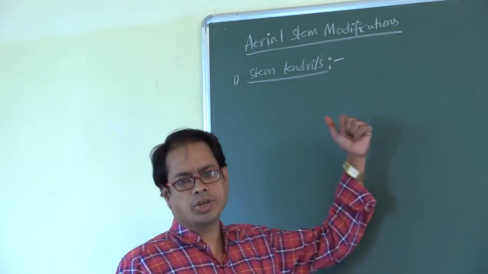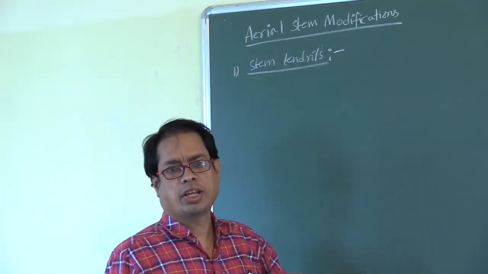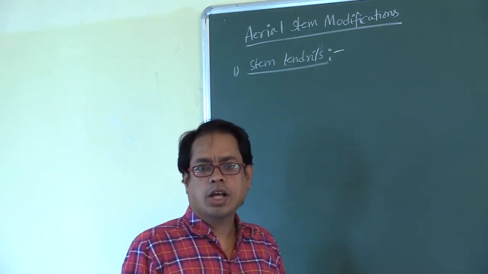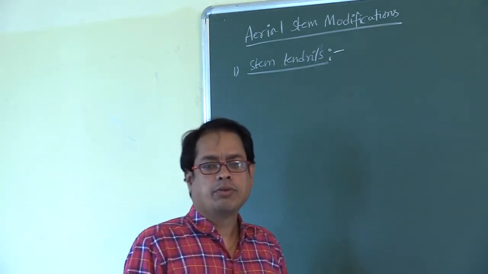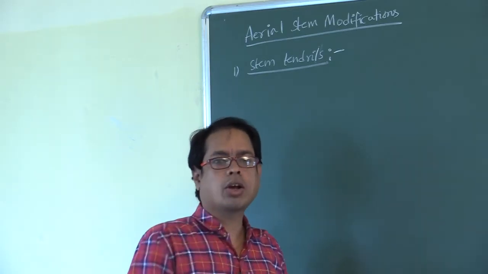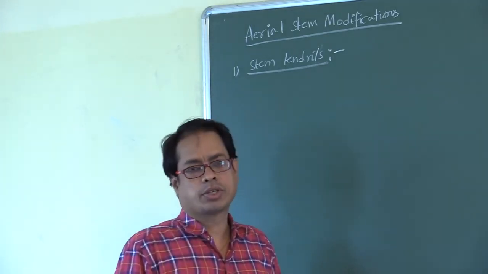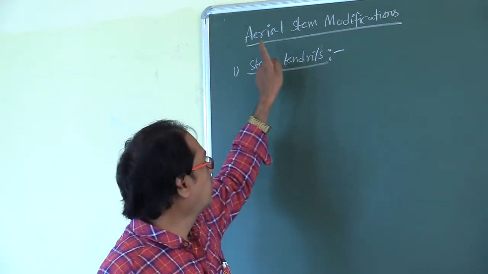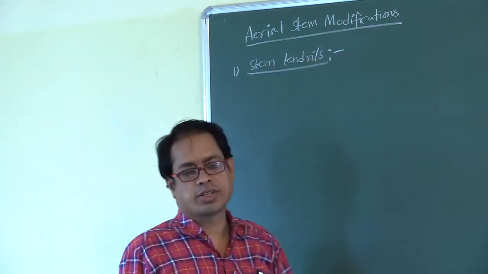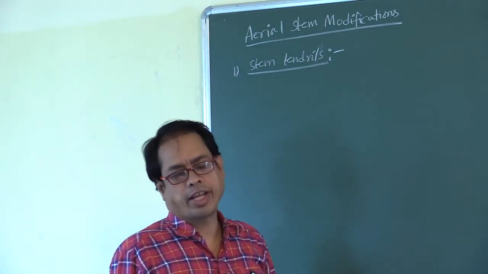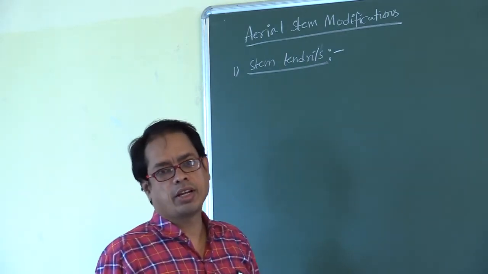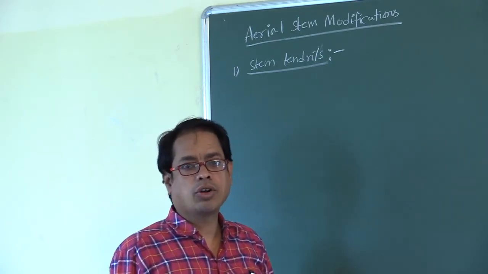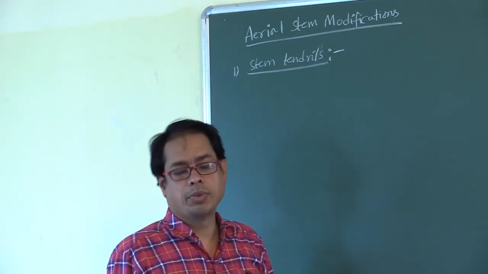Now look at here, my dear students. Next one is aerial stem modifications. Stems which grow above the soil are called aerial stems. If they show modifications, those are called aerial stem modifications. Those are of different types: stem tendrils, thorns, phylloclades, cladodes or cladophylls, bulbils.